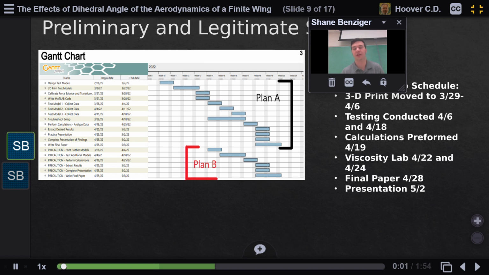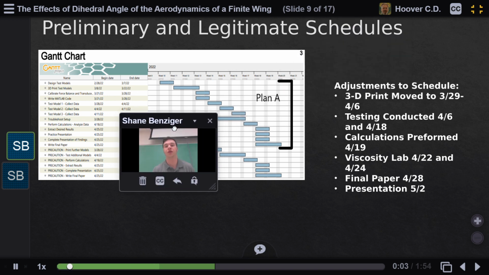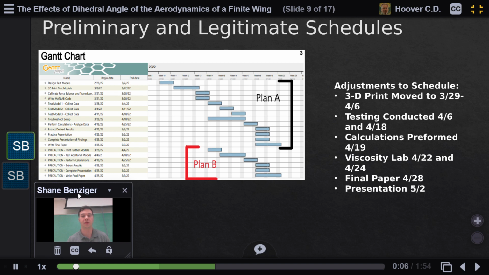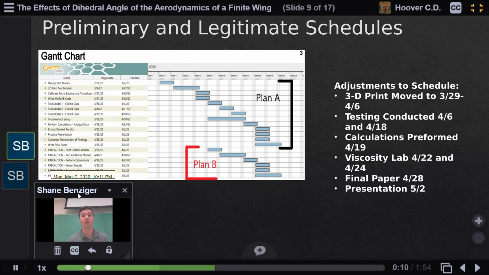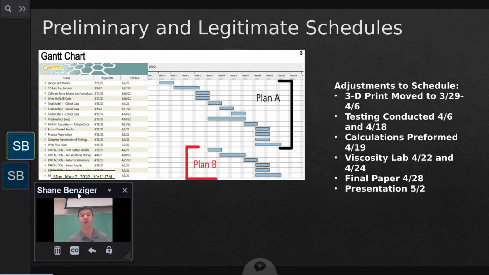So taking a look at the group schedule, a Gantt chart was created during the planning part of the project. This schedule presents two different plans in the case that the group encounters any roadblocks. With our project coming to an end, the Gantt chart can be reevaluated for the meeting of any deadlines. And most of the project was completed ahead of time.